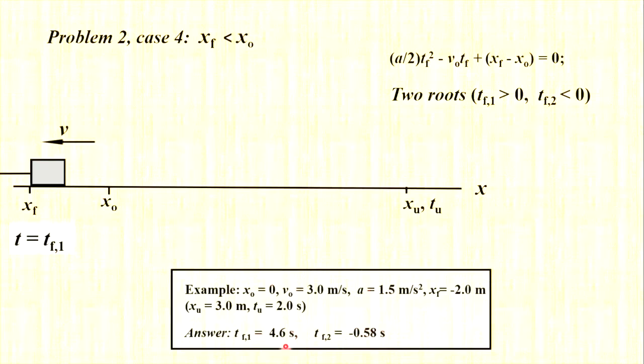We can compare this time with time TU, the time to arrive at the turning point, and see how we can interpret the motion. The object moves during 2 seconds to the U-turn point, then it moves back 2 seconds to arrive at the initial position. It will give us 4 seconds of motion, and then 0.6 seconds to arrive at the point of interest.